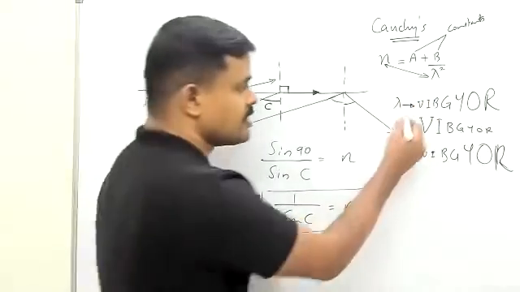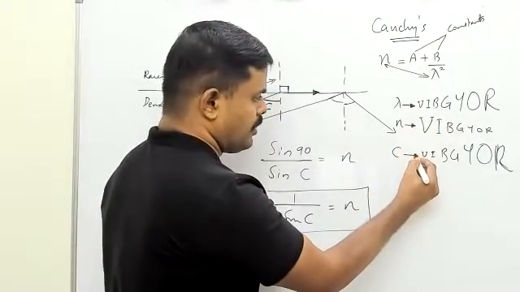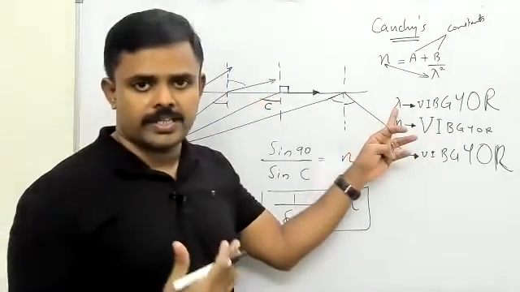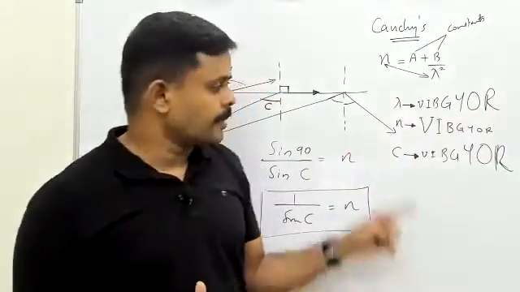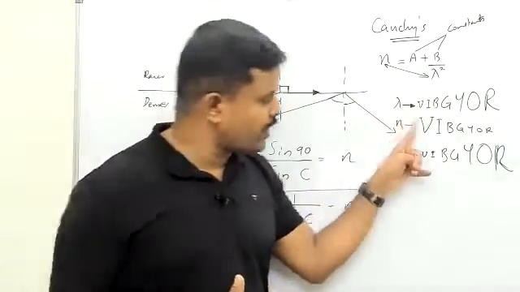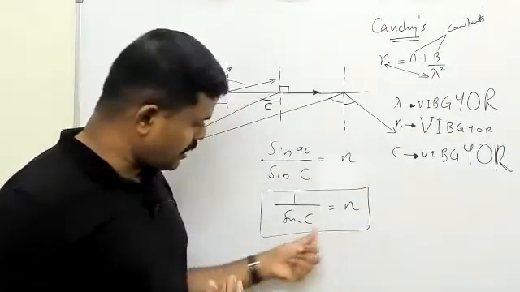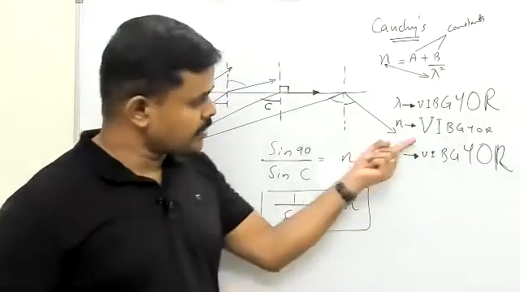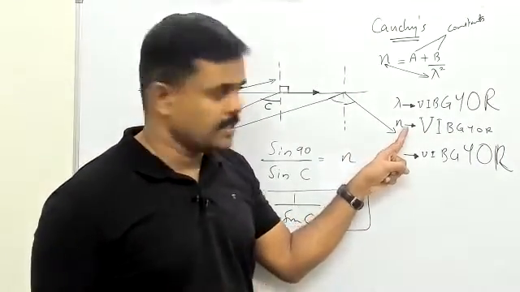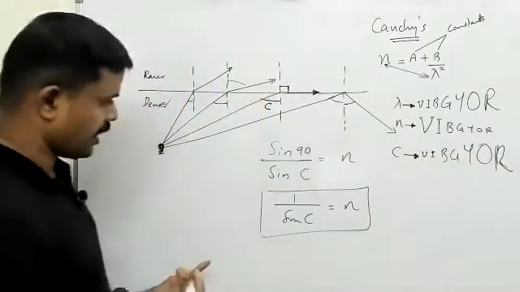Lambda's variation is what? This is something you've been seeing since lower classes, like class 9 or something. Wavelength variation from violet to red is increasing. Then n and lambda are inversely proportional, so n variation from violet to red is decreasing. Then critical angle and n are inversely proportional, so again it should be reversed to that of refractive index. So violet to red decreasing here, violet to red increasing here. So that's all about critical angle.